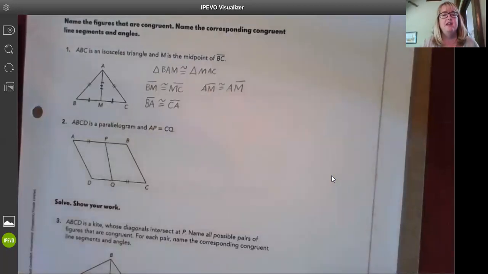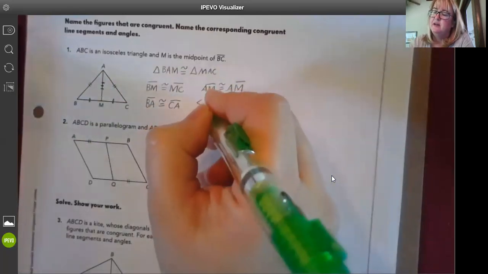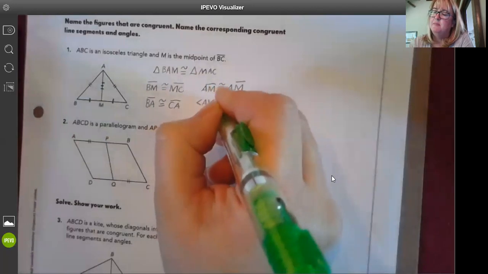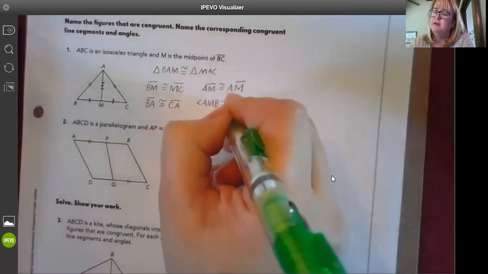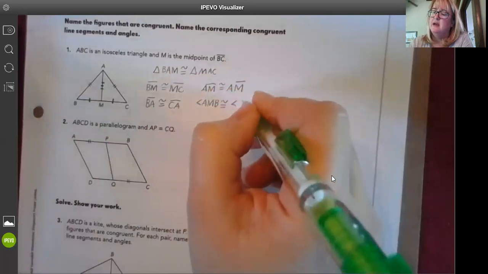And if they're congruent, that means that all three angles are the same measure. So we've got to talk about congruent angles. Well, we can tell this angle, AMB, is congruent to AMC. So we're going to use angle AMB is congruent to angle AMC.